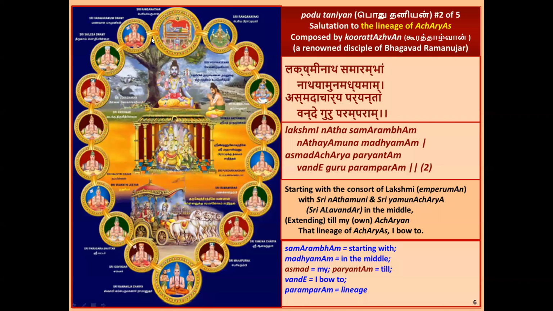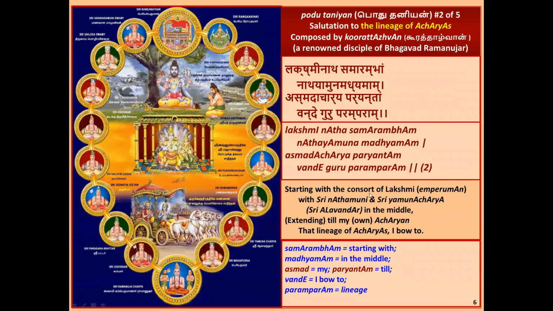This is about a salutation to the lineage of Acharyas. What does it say? It says, starting with the consort of Lakshmi, that is Shriyapati, the one that we call Emperuman. That's the starting point of this lineage. Then with Sri Nathamuni and Sri Yamunacharya in the middle. Yamunacharya is also known as Sri Alavandar. So it lists certain points in this chain, if you will. Shriyapati, there's Emperuman here. And then Nathamuni is over here. And then Yamunacharya is over here, Sri Alavandar.